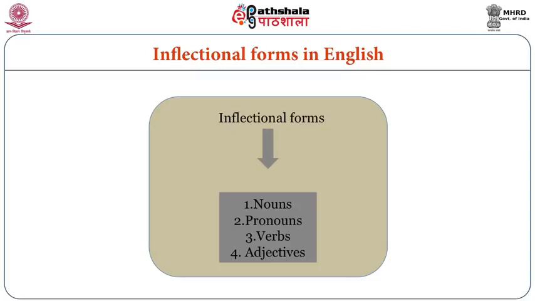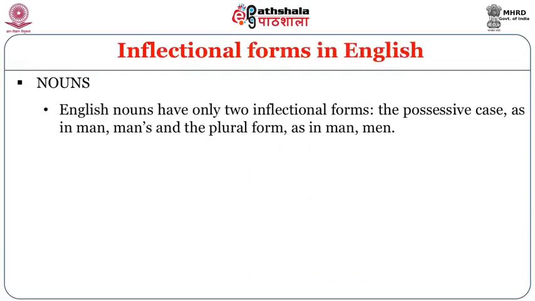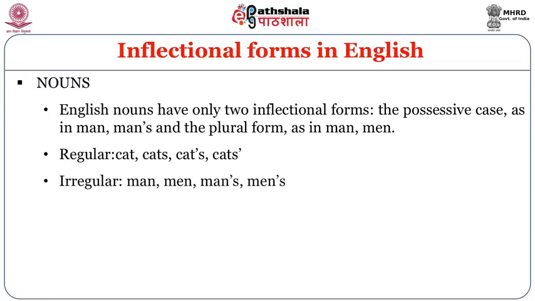Now we have inflectional forms in English. In this chart you see that inflectional forms also apply to nouns, pronouns, verbs and adjectives. When we talk about nouns, English nouns have only two inflectional forms, the possessive case as in man, man's, and the plural form as in man, men. Regular: cat, cat's as possessive, and cats as plural. Irregular: man, men, man's, men's.